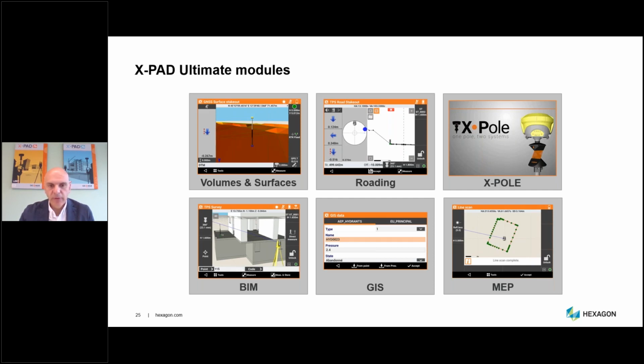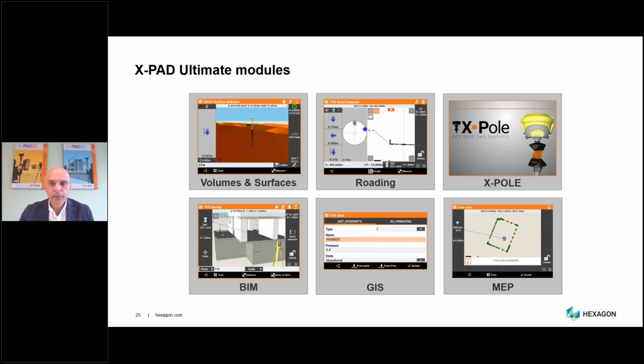And for those who want to store not just a point, but also more information for the points, we have the GIS module. The GIS module allows you to create GIS features, and for each GIS feature, many attributes. You can enter the values of these attributes as soon as you store a point. And all this information can then be exported in GIS format.